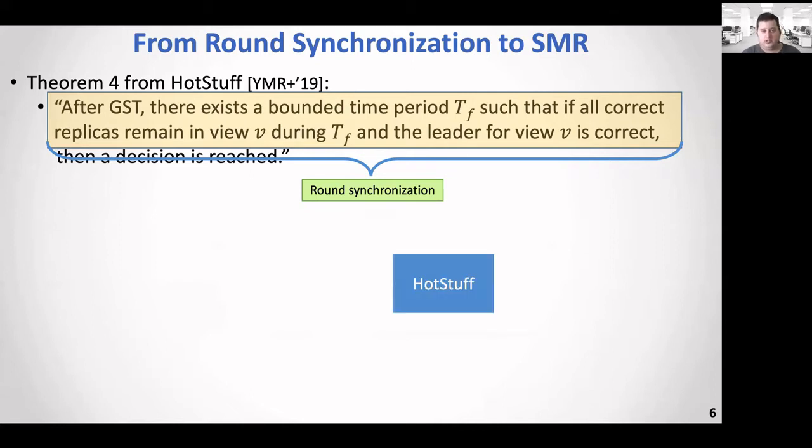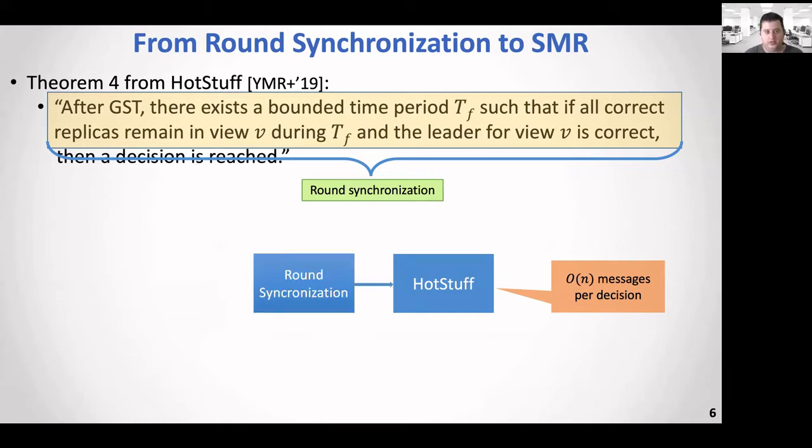So if we look at the HotStuff protocol, we know that it can make decisions with a linear number of messages per decision. The missing ingredient is this round synchronization, which helps reach this precondition. So if we have HotStuff and a round synchronization module, together we have a complete SMR solution.